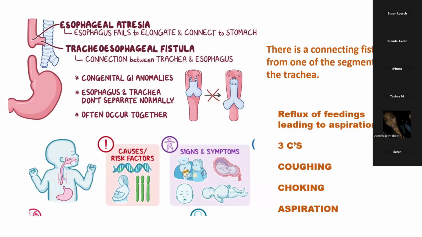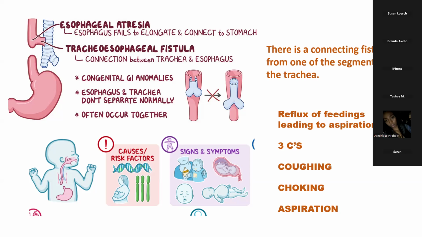Another issue that could happen, and these are usually congenital, these happen in babies. We'll usually notice it right away when the baby's born, okay? These are going to have to be fixed before we can feed the baby. We'll keep the baby NPO. So esophageal atresia, this is where the esophagus fails to elongate and it doesn't connect to the stomach. The tracheoesophageal fistula, this is where there's a connection formed between the trachea and the esophagus. So food can go down into the trach. These are considered congenital, all right? And sometimes they'll occur together.